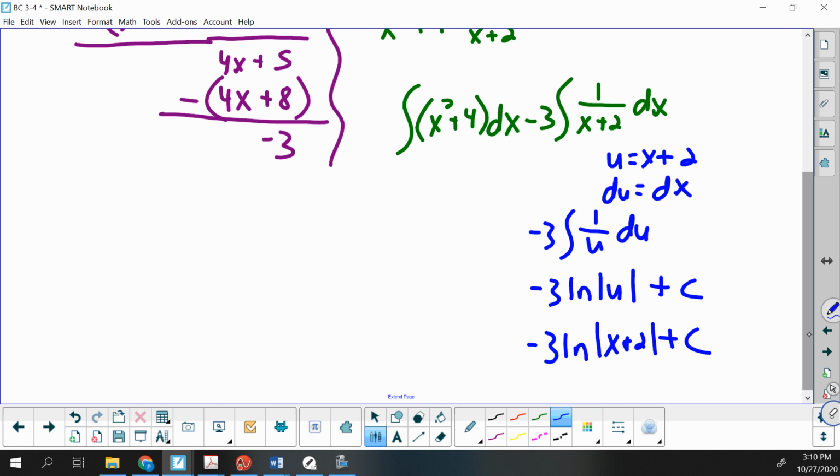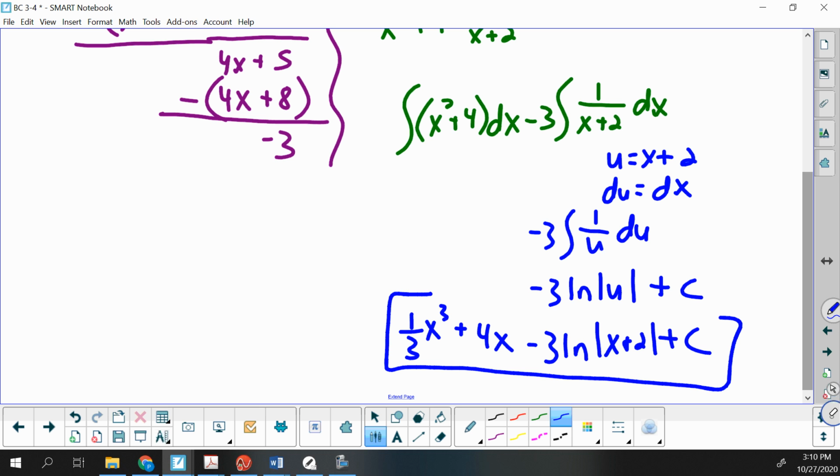And then we can just carry down the antiderivative of the first one, which is pretty basic, 1/3 x cubed plus 4x. So we knew to divide because the numerator degree was larger than the denominator degree.